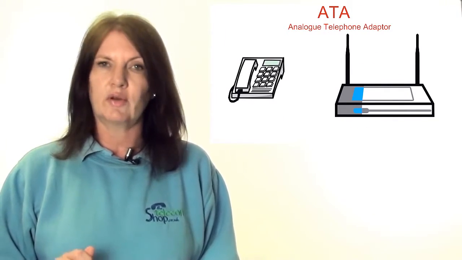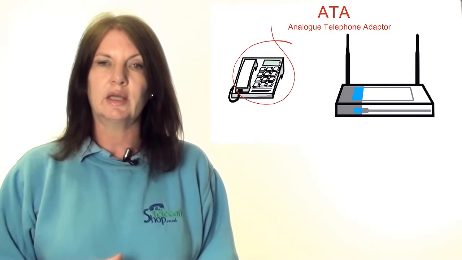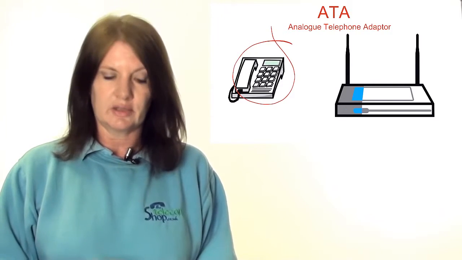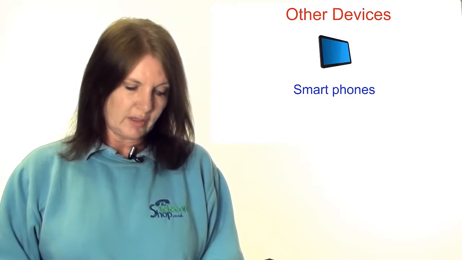A further option is an ATA. It's an analog telephone adapter. Now this will make your normal traditional phone into an IP phone so that it can connect to your router. So that's an ATA, an analog telephone adapter. Now there are many other devices that you can use to make internet phone calls, and that would include tablets as well as a range of different smartphones.